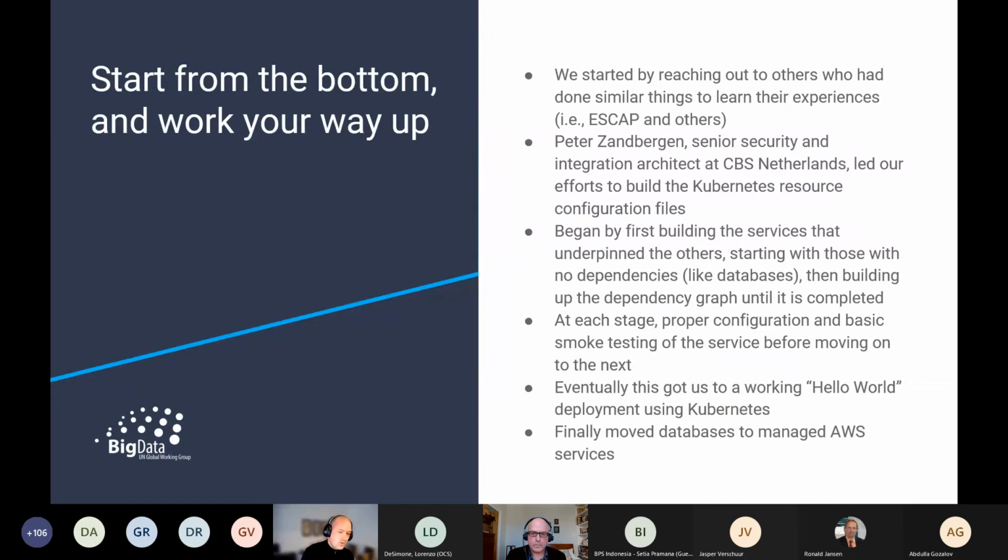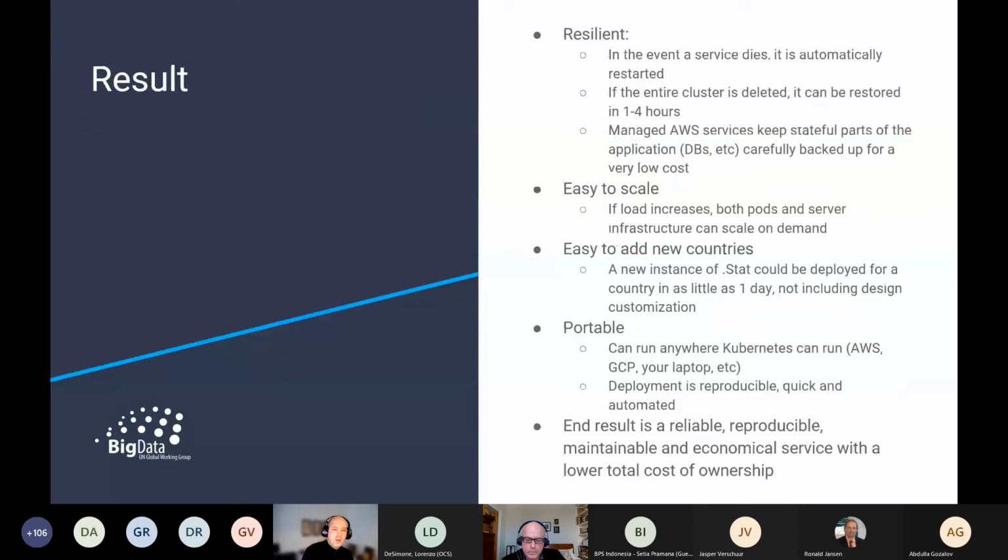So finally, we decided to move to managed AWS databases, so that if there was a catastrophic event, the data wouldn't be lost. We'd have backups that would automatically be managed. We wouldn't have to deal with licenses. So these are all things that we have to consider in this sort of an issue.